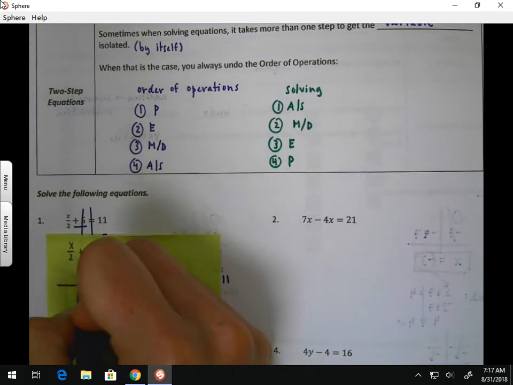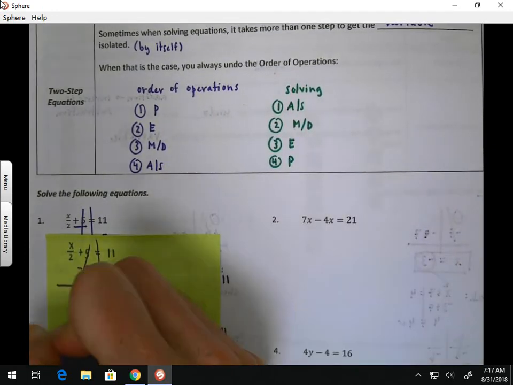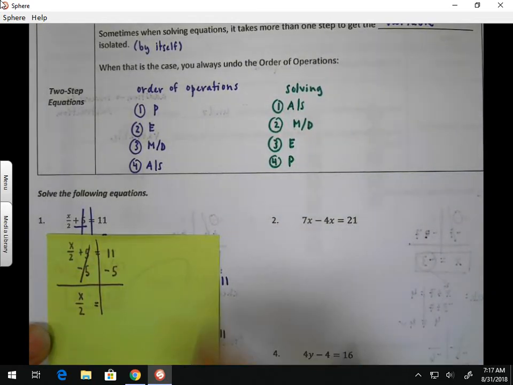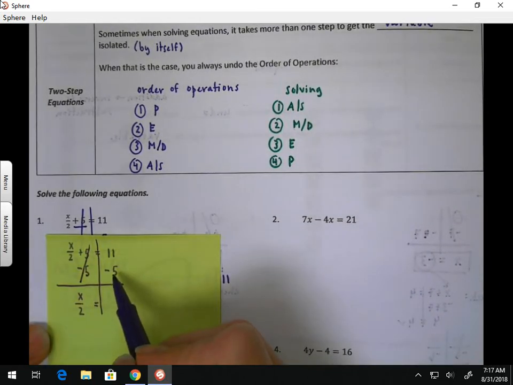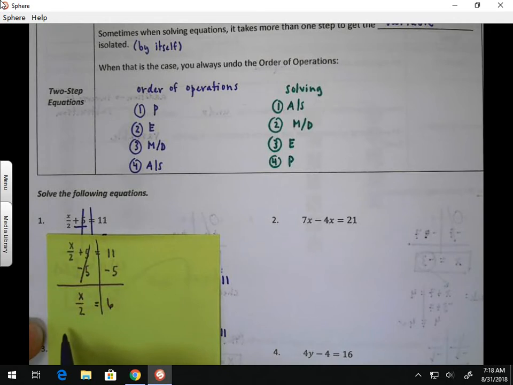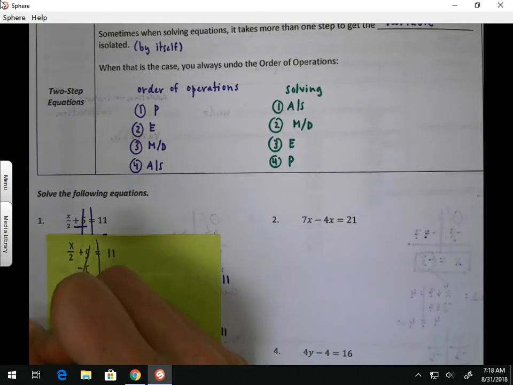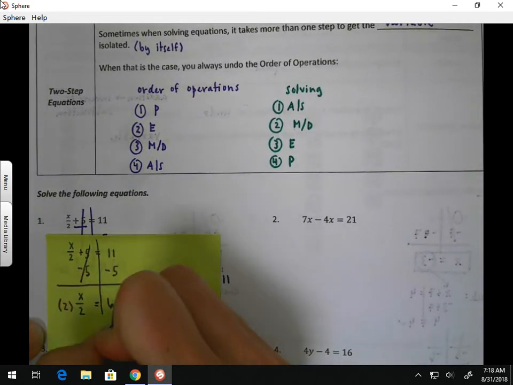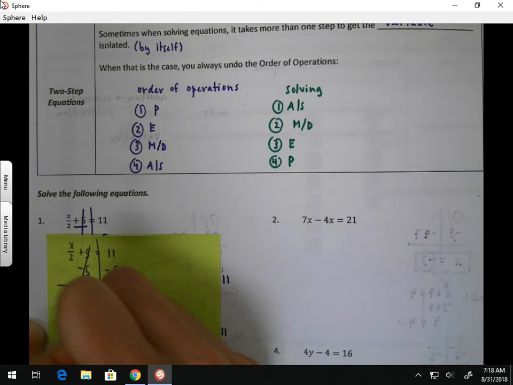And I'm realizing, let's see, 5 minus 5 is 0. I still have x over 2. But now I'm realizing when I did this, I never subtracted the 5. I was being careless and just copied the 11. So 11 minus 5 is going to give me 6. Now to undo division, I do the inverse, which is multiplication. And I get x is equal to 12.